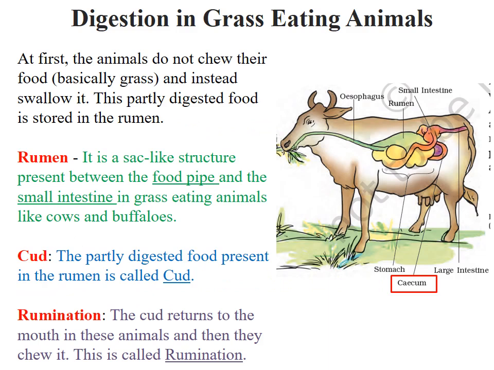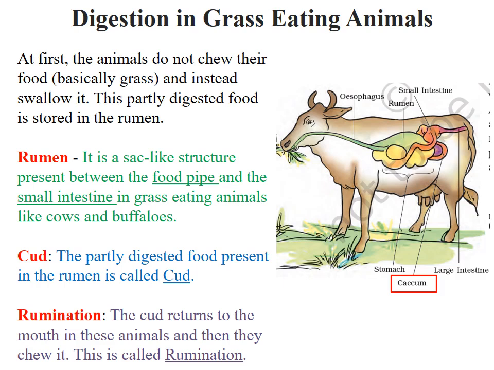So let's start with digestion in grass-eating animals. Grass-eating animals are the animals who depend on grass or green plants. So how do they digest the grass or plant materials? Actually, they do not chew their food, basically grass or plant material. Instead, they swallow the food, and this partly digested food is stored in the rumen. What is the rumen here? Rumen is the sac-like structure present between the food pipe and small intestine.